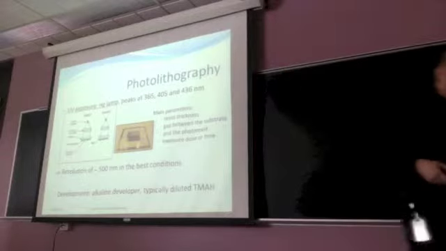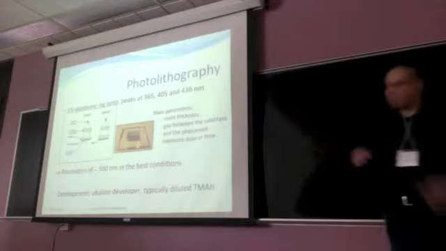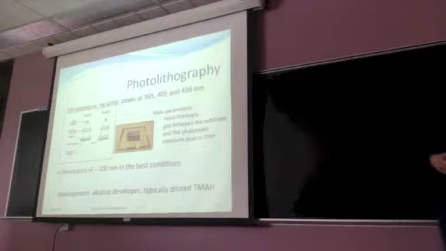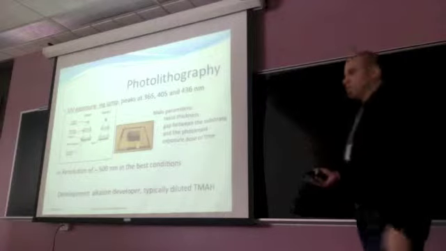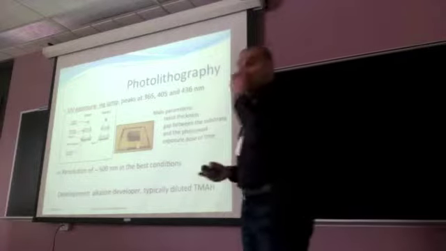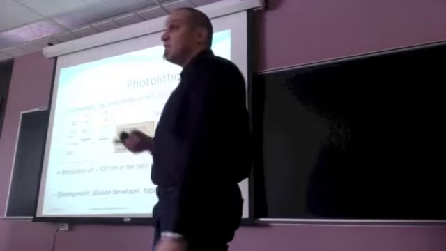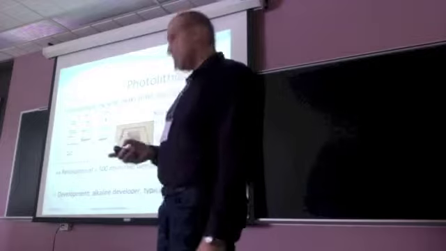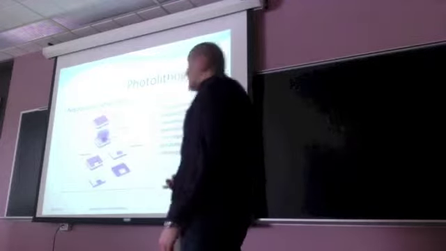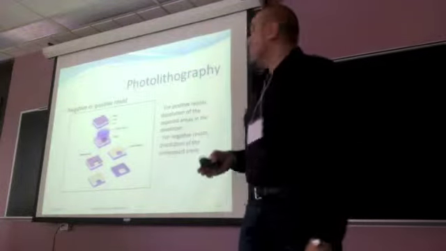And this solution of TMAH etches away the soluble parts of the photoresist. The solubility of the photoresist depends on the polarity. So there are two polarities for the photoresist. The resist can be negative or positive.